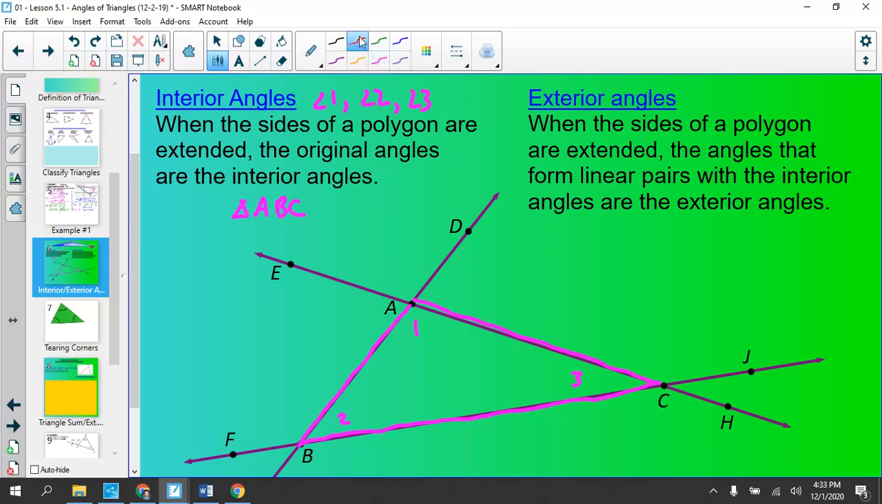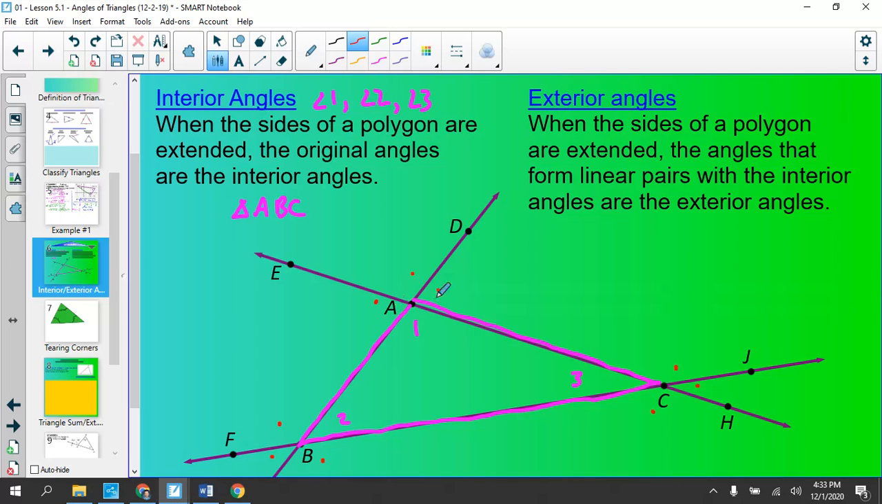Exterior is a little bit tougher. Sometimes people struggle with it. It's just they're not a part of the original triangle. So what are they then? Because it looks like there's 1, 2, 3, 4, 5, 6, 7, 8, 9 different potential exterior angles, but I'm going to tell you there's only actually 3 total.